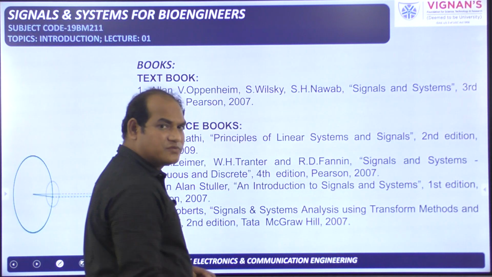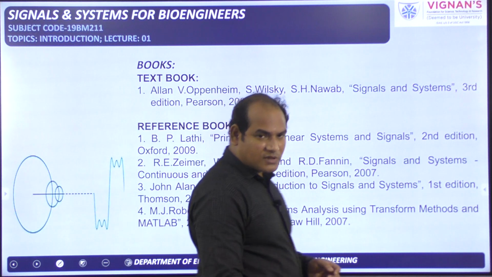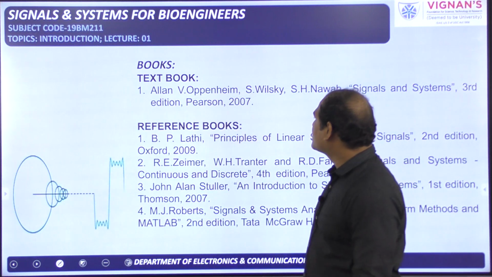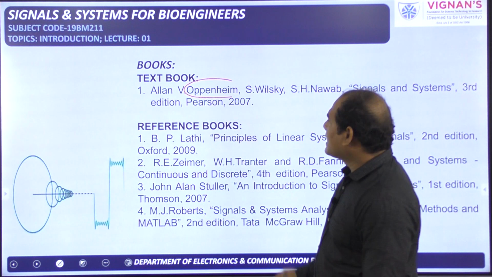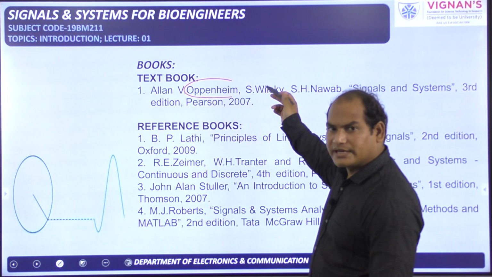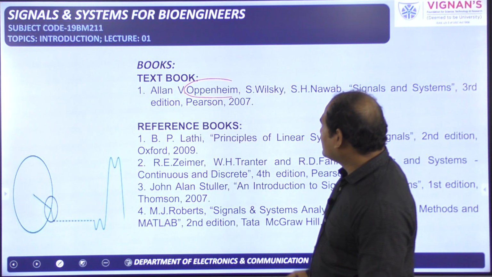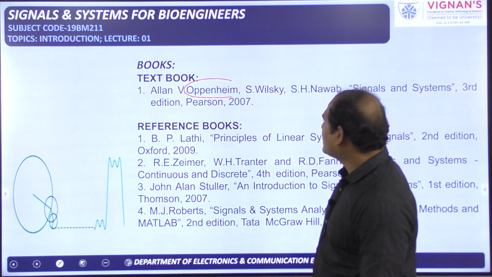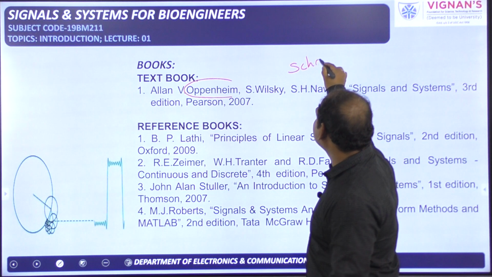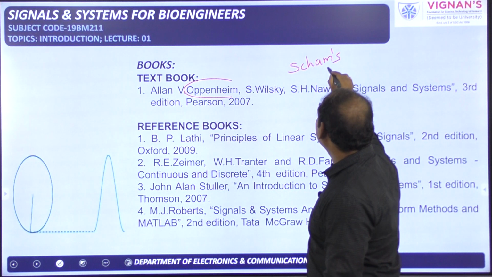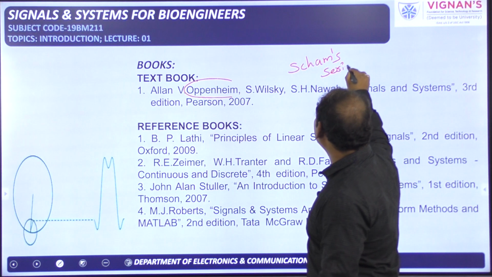And these are the textbooks we can use for this subject, and the standard textbook is this one, the author is Oppenheim and Nawab. Okay, and this is the standard book. You can get this one from the library, and these are some reference books we have given. And I will suggest one book, that is the Schaum series, Signals and Systems. This Schaum series you need to follow.